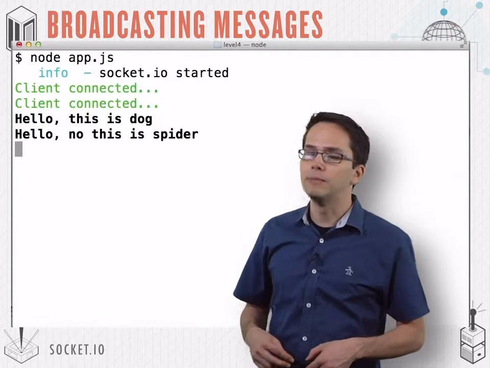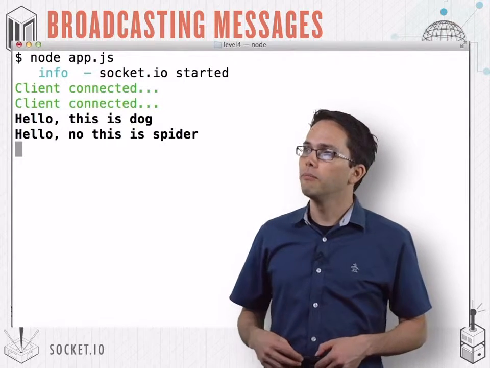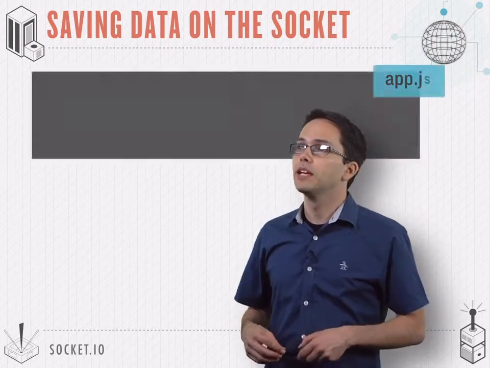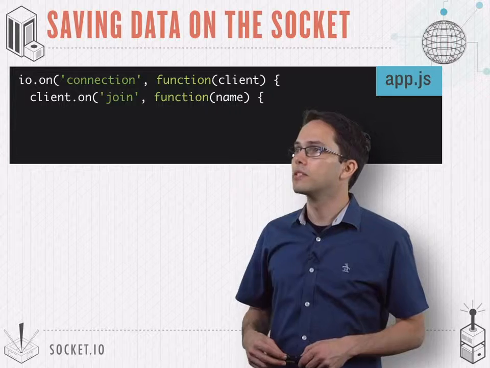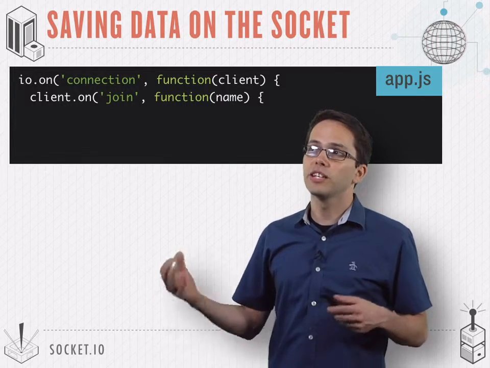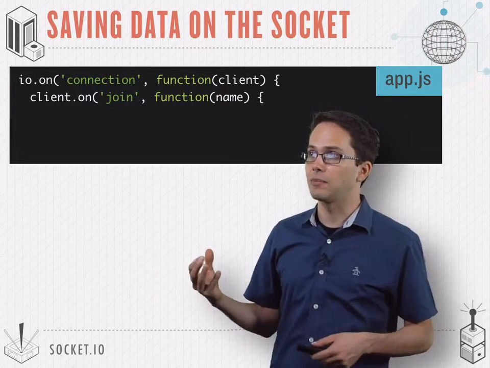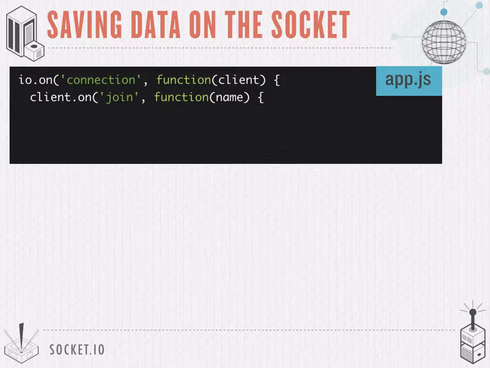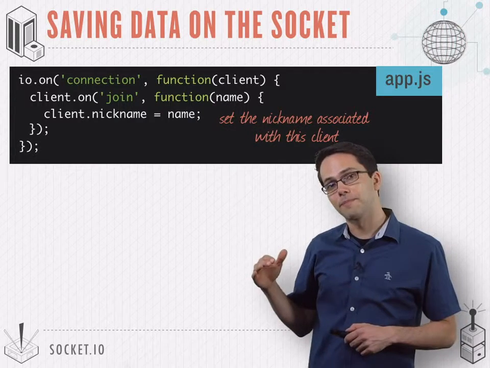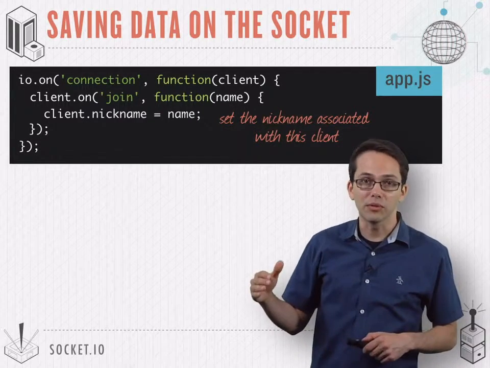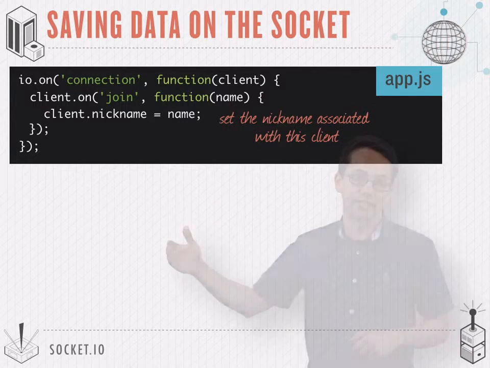So how might we implement that? Well, maybe what we'll do on the server side is we'll create a join event. When somebody calls join, we'll assume they're going to send in a name variable, and then we'll set a value on the client. Client.nickname equals name. Setting values this way means that the value is available both on the server and the client.